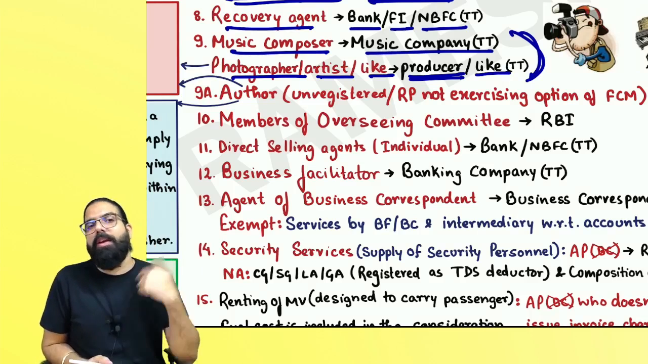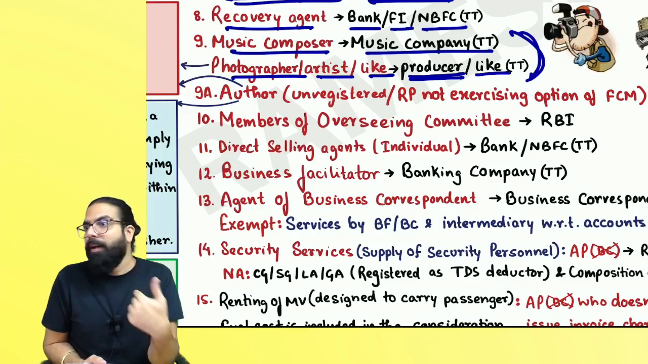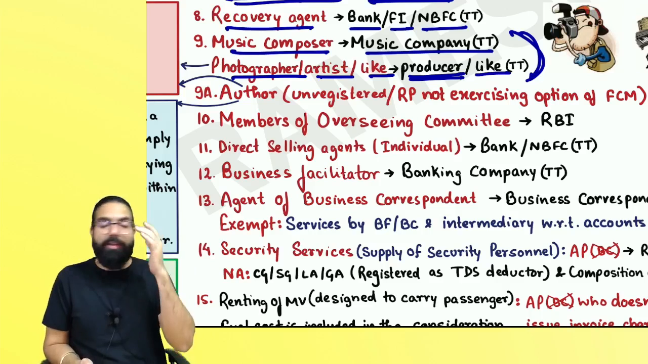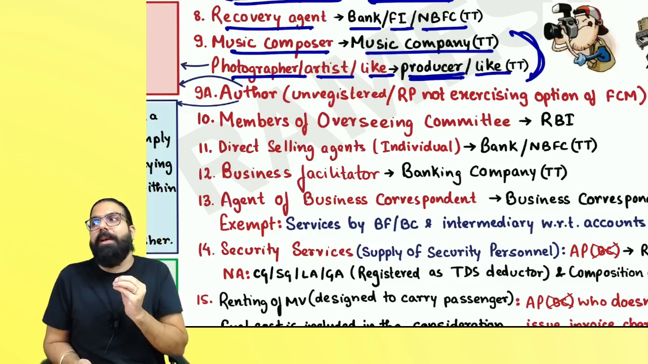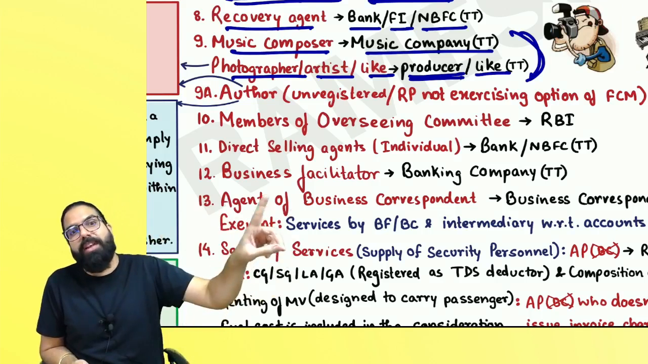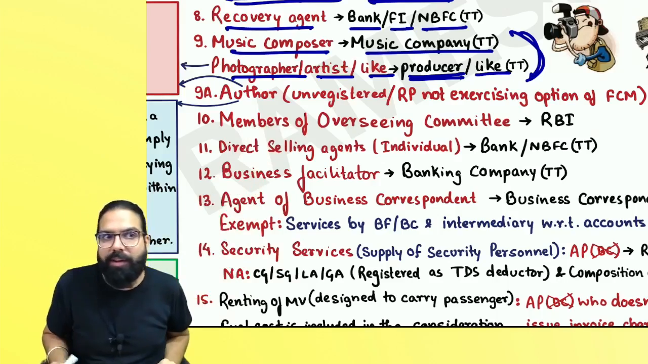Remember one thing, they are not selling their IP, the copyright. They are allowing it to be used. Selling is a supply of goods. Here they are allowing use, and for that they might be taking some consideration. But the recipient, the music company, etc., will pay the GST under RCM.